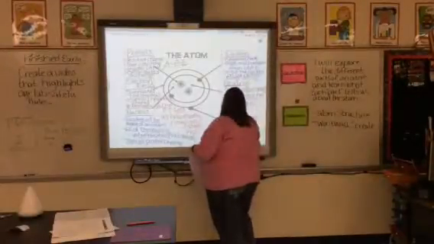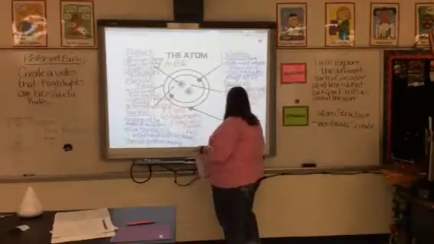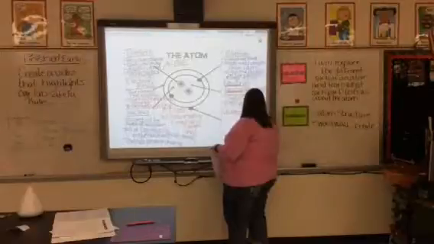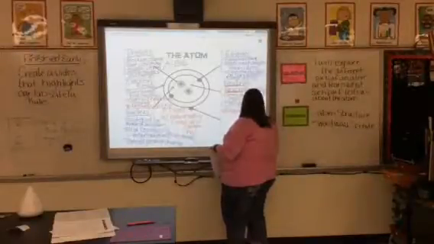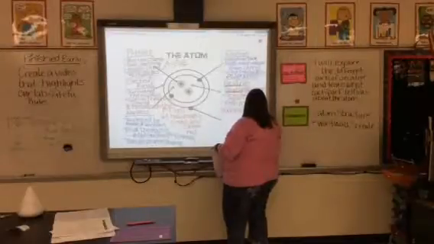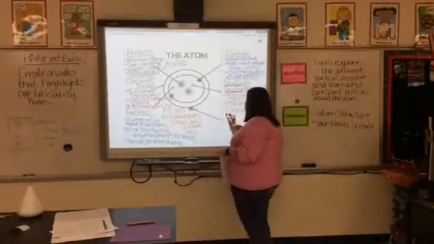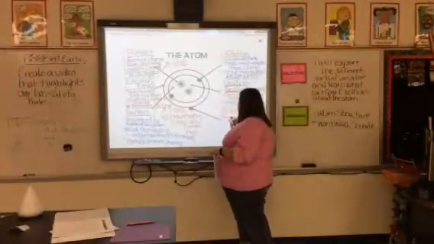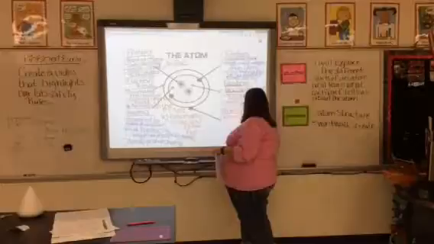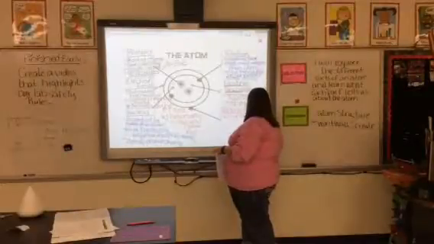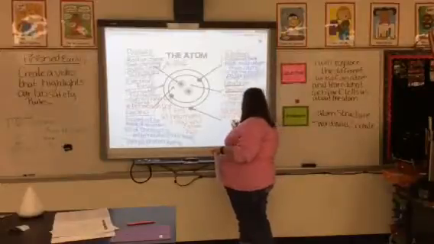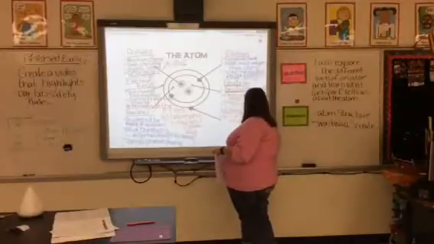Okay, so valence electrons are all, let me try that again. It keeps moving on me, so I'll try and write a little bit slower. It is all of the electrons on the last ring.